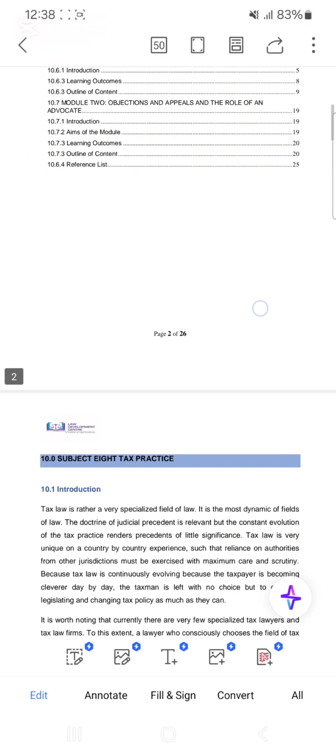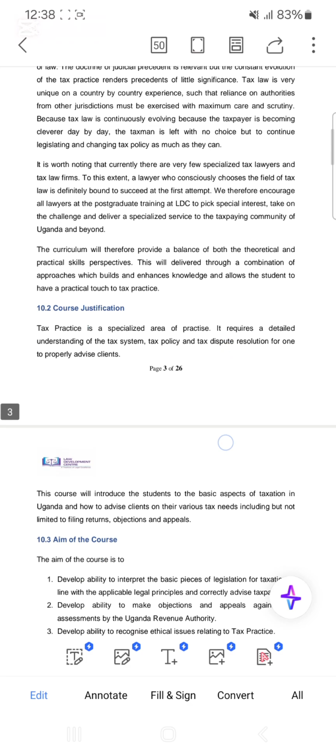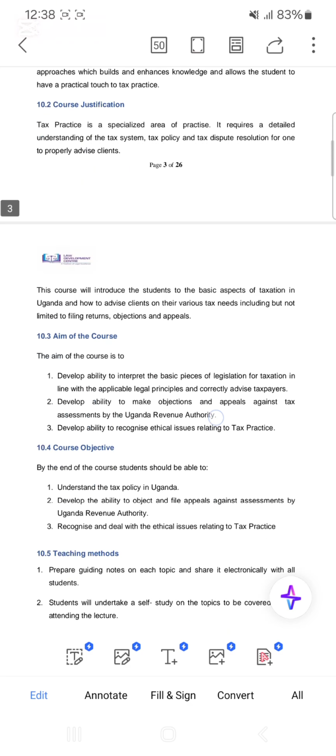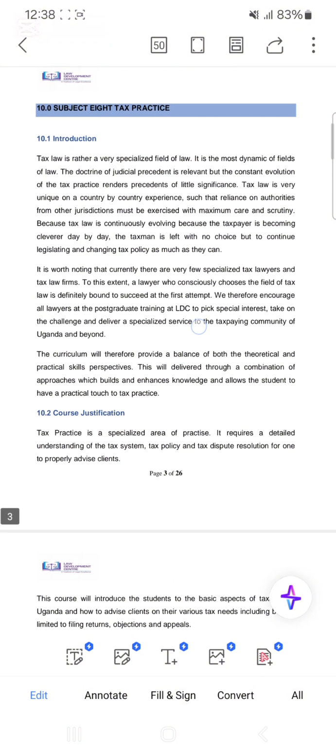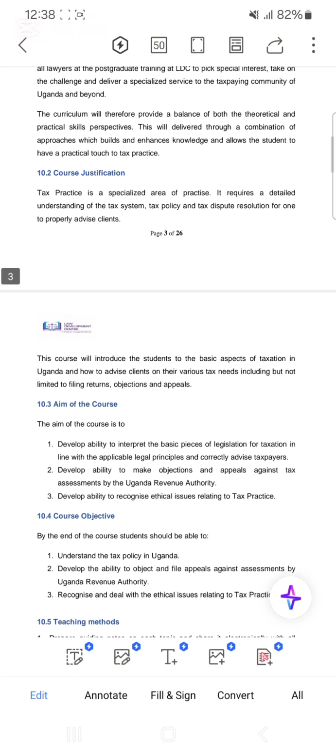Yes, so welcome to tax practice. As far as tax practice is concerned, I saw in last year's exam there were objectives. First and foremost, introduction: tax law is a very specialized field of law. It is the most dynamic of fields of law. So the doctrine of judicial precedent is relevant, but the constant evolution of the law and practice renders precedents of limited significance. Tax law is very unique on a country-by-country basis, such that reliance on authorities from other jurisdictions must be exercised with maximum care and scrutiny.